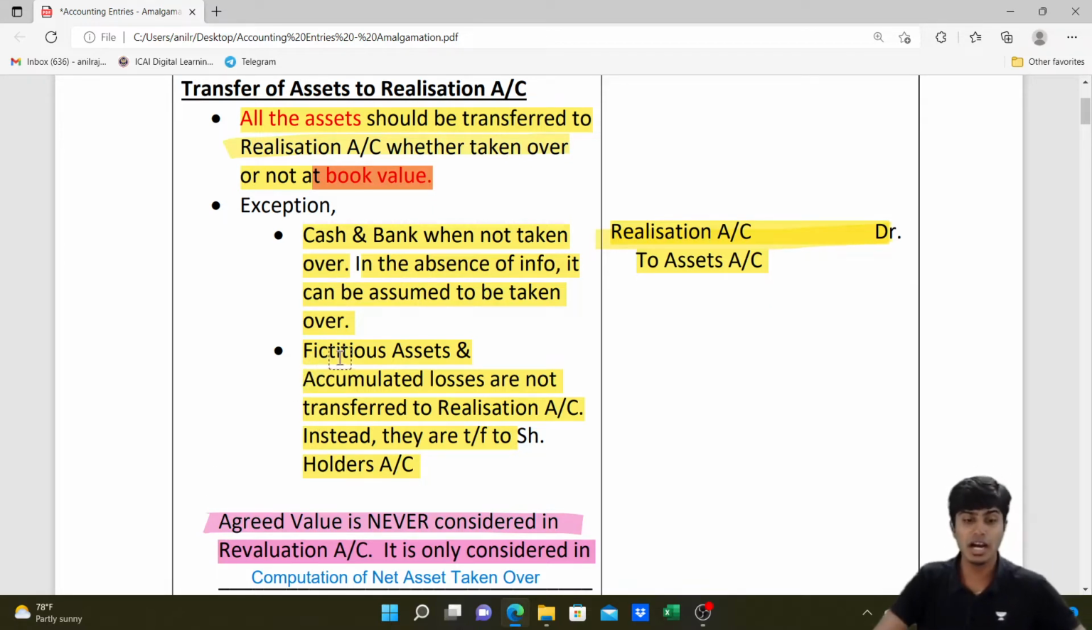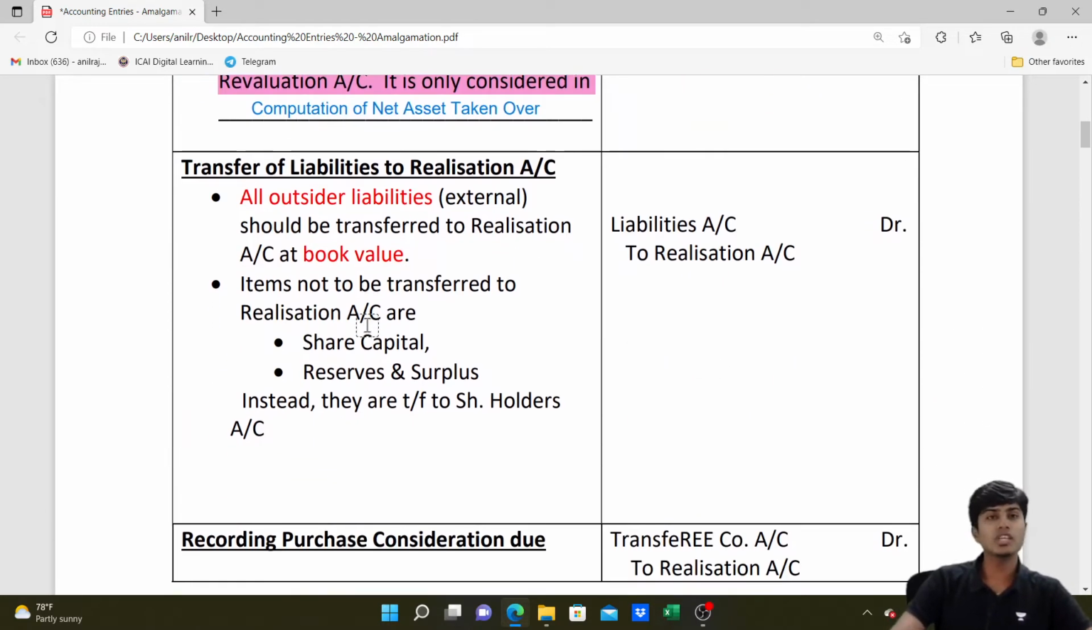Next, we are discussing accounting entries for transfer of liabilities. Now, when we transfer all the liabilities to realization account, liabilities are reducing. Liability, when it reduces, it has to be debited. So our accounting entry will be liability account debit to realization.